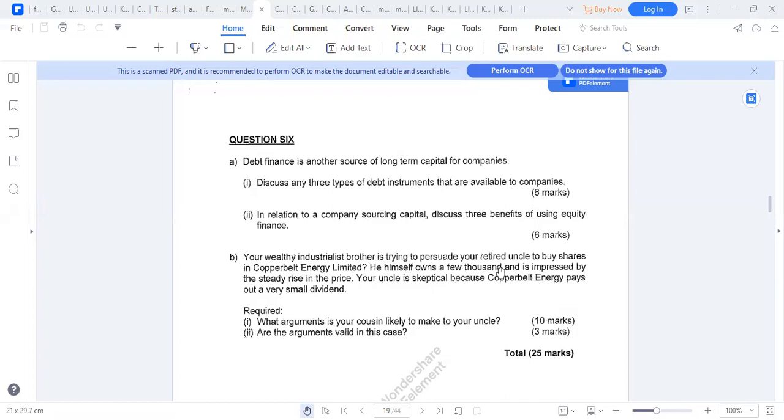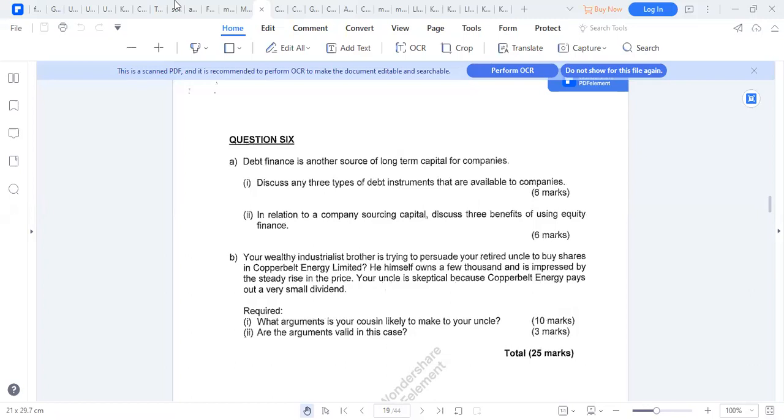Section 6. Debt finance is another source of long-term capital for companies. For 6 months, 6 marks, discuss any 3 types of debt instruments that are available to companies. Discuss any 3 types of debt finance available to companies.